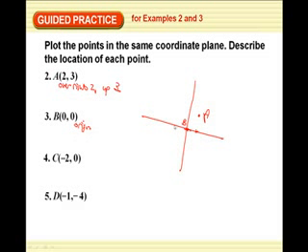-2, so you go over 2 and then don't move at all. So that's going to be C, and you're going to be right on the X axis, your location. -1 down -4, you're going to be in quadrant... I guess that's what they want for location, is the quadrant. Quadrant 3. Right down there would be D.